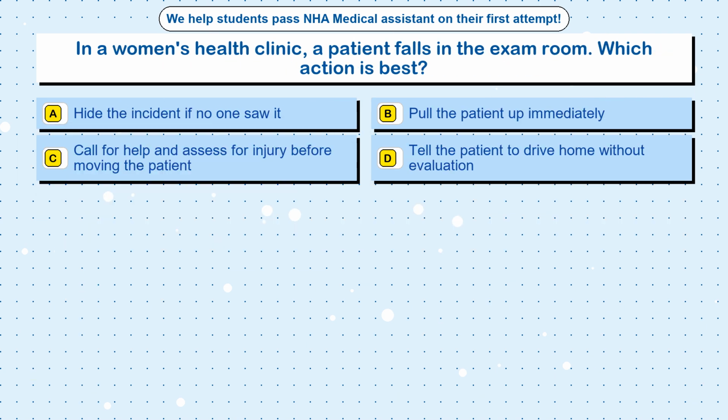Question 2. In a women's health clinic, a patient falls in the exam room. Which action is best? Option A. Hide the incident if no one saw it. Option B. Pull the patient up immediately. Option C. Call for help and assess for injury before moving the patient. Option D. Tell the patient to drive home without evaluation.